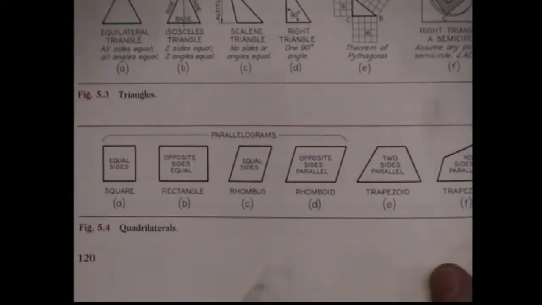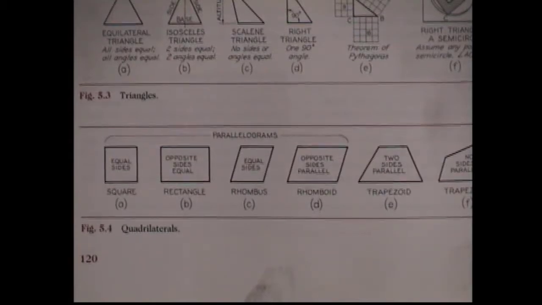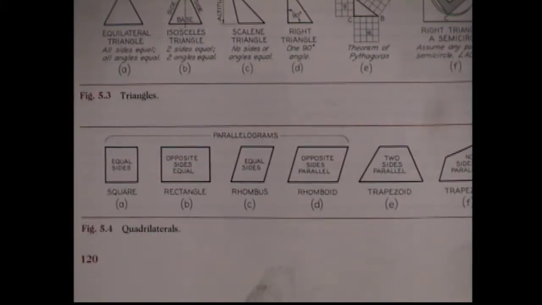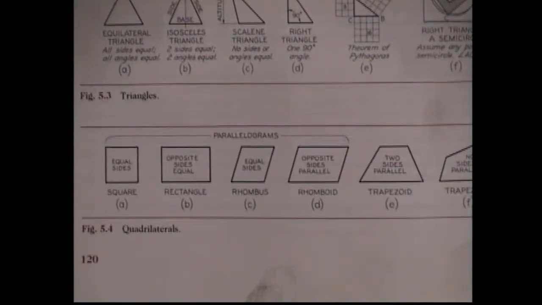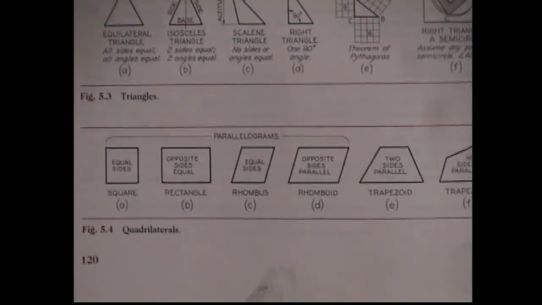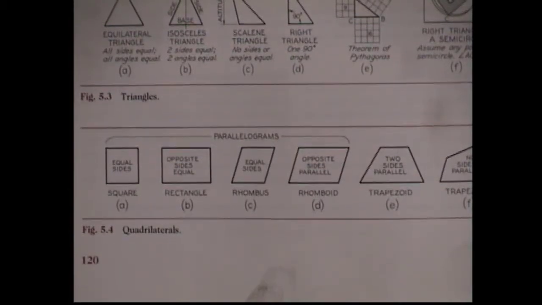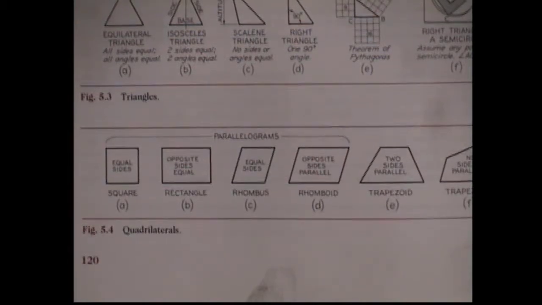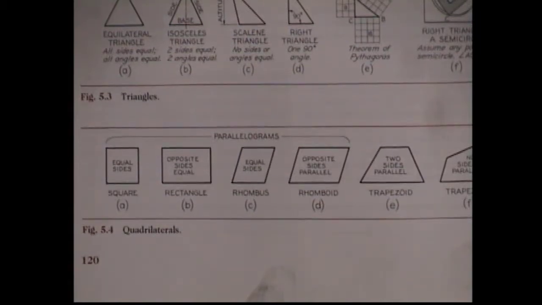All right, then we get down to parallelograms. So parallelograms just mean that the sides are parallel. So if we have a square, what's the significance of a square? All sides are equal. And that means all angles are equal. The rectangle, opposite sides are equal, and all angles are equal. Rhombus, we have equal sides, and the opposite sides are parallel.